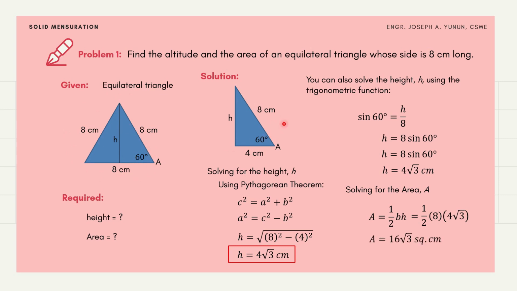So simplifying this, you'll get 16 square root of 3 square centimeters, or you could use decimal places, 2 decimal places probably. So that is also equivalent to 27.71 square centimeters. So final answer, you have the altitude 4 square root of 3, and either of the two can be used for the area of your triangle, 16 square root of 3 or 27.71 square centimeters.